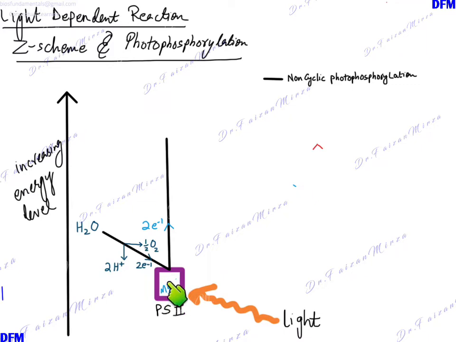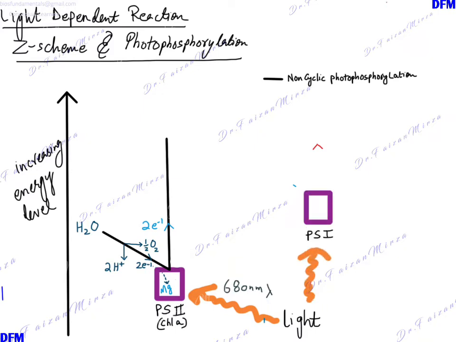PS2, which initially had a positive 2 charge since its 2 electrons had gone out, will receive the replacement electrons from photolysis of water. Photolysis of water occurs at photosystem 2 because there is an enzyme present here that allows the water molecule to get split, and as a result 2 electrons fall into PS2, relieving PS2 of its positive charge. Light energy of 680 nanometer wavelength is used here.